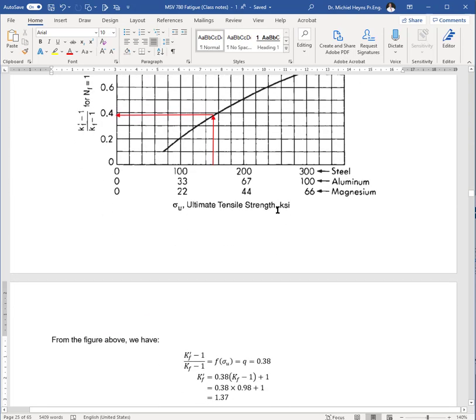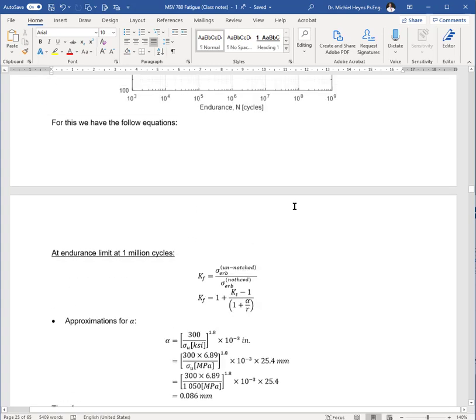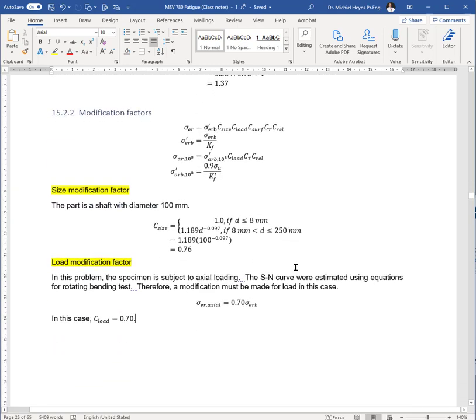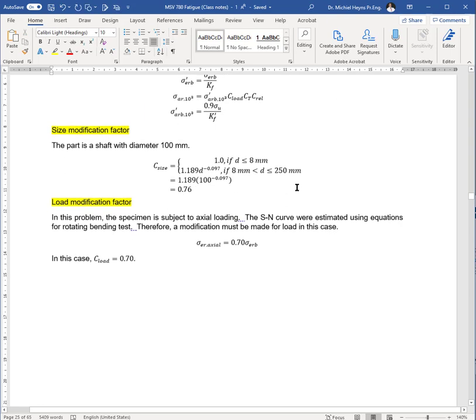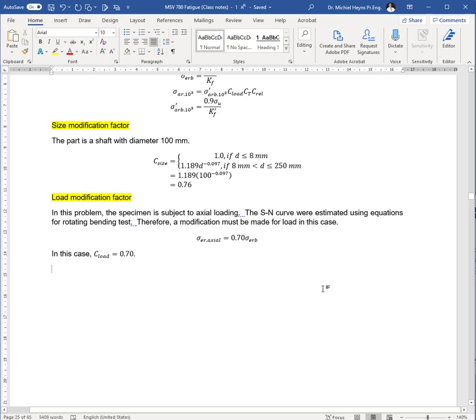Let's look at the next one. The next one is surface finish. Now, in the notes, we've spoken about surface finish a lot and its effect on endurance limit. So I'm going to make here surface finish.